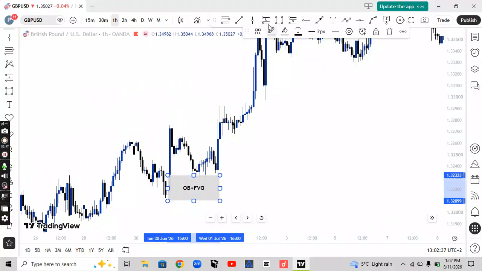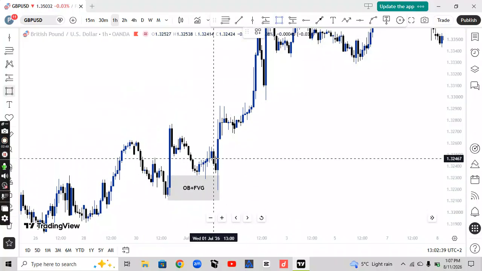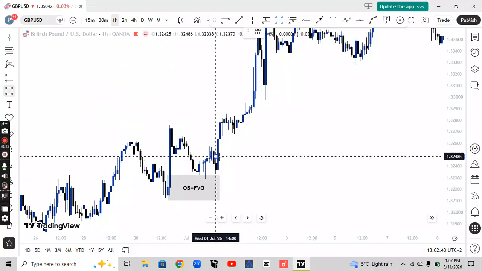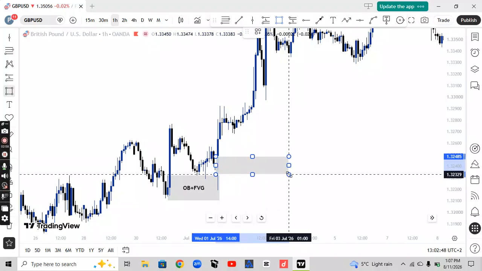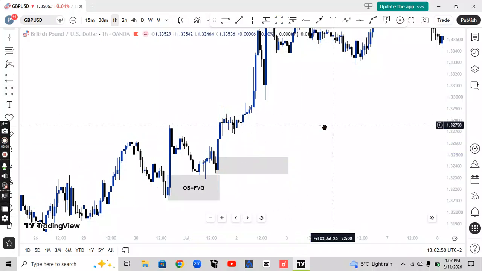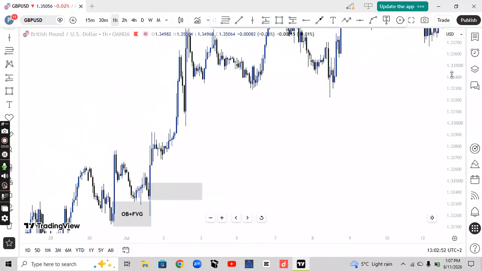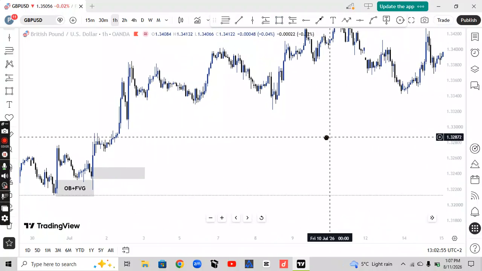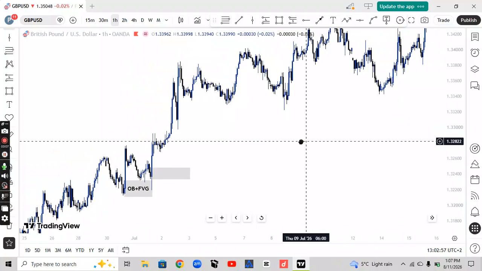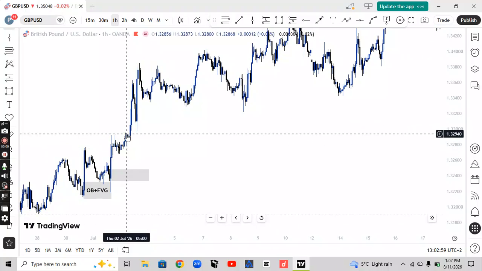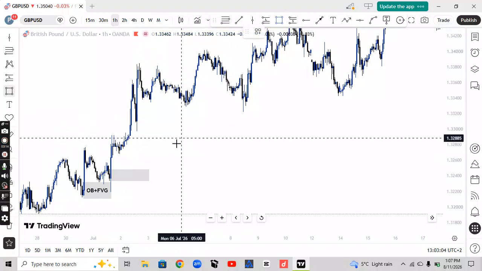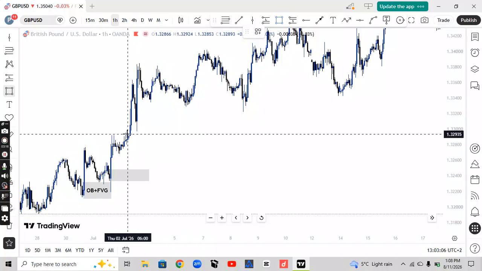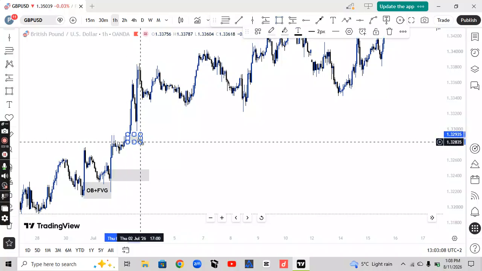Here's another one. We have a last sell candle before the push up. That is your order block. That's just how you put out your order blocks. Now here we have a very tiny order block. It's this candle here.